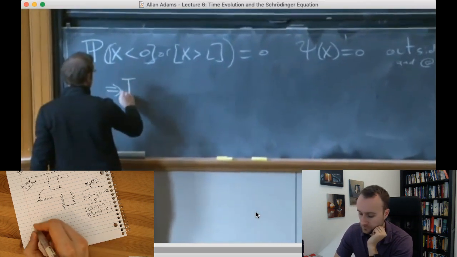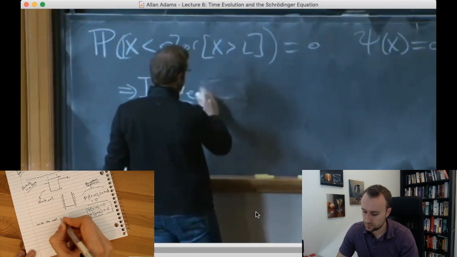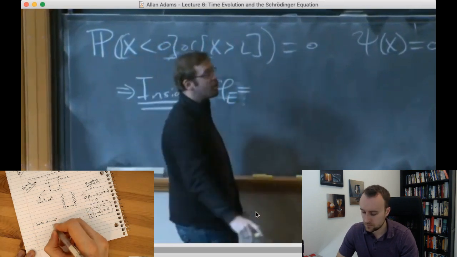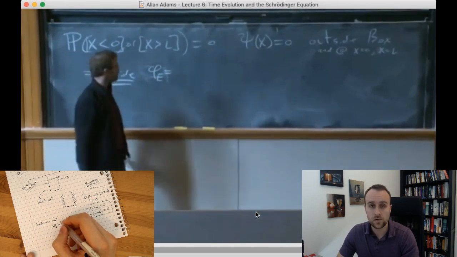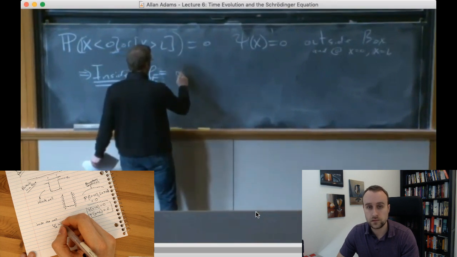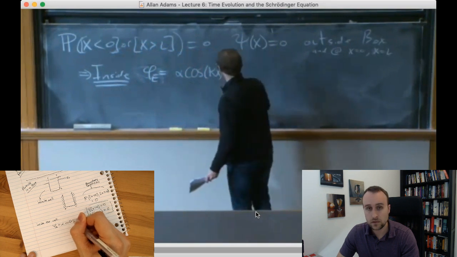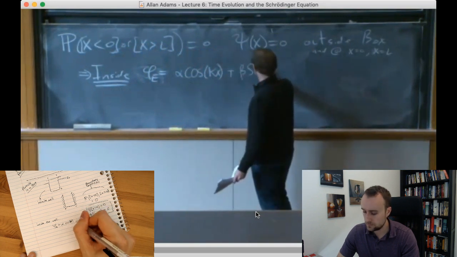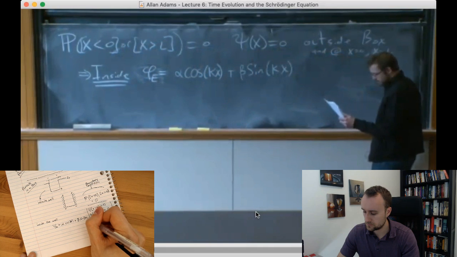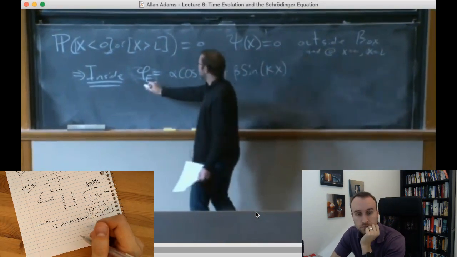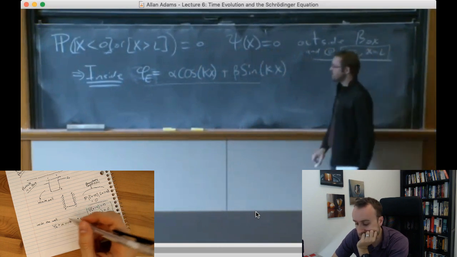Therefore, inside the box the wave function, let me write this as phi sub b, is a superposition of two, and instead of writing it as exponentials, I'm going to write it as sines and cosines, because you can express them in terms of each other. Alpha cosine of kx plus beta sine of kx, where again alpha and beta are general complex numbers. But we must satisfy the boundary conditions imposed by our potential at x equals 0 and x equals L.